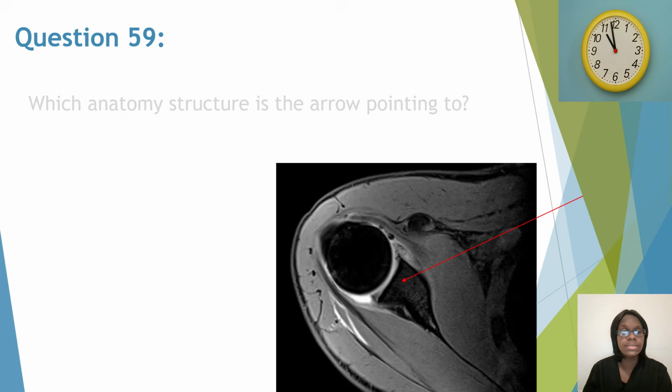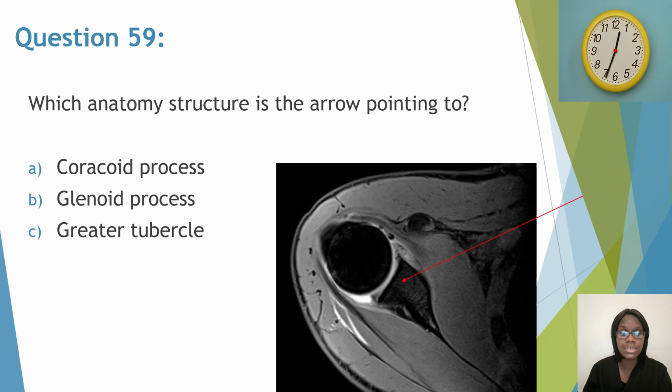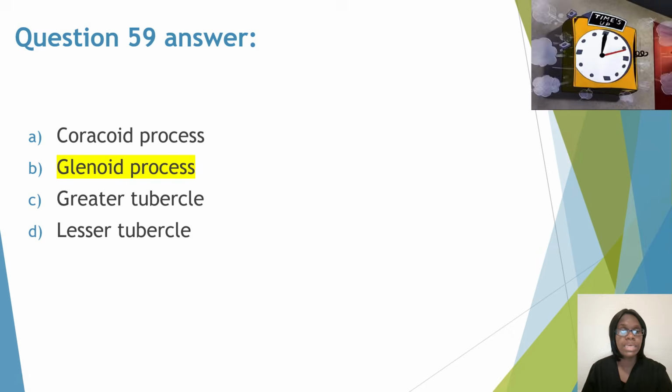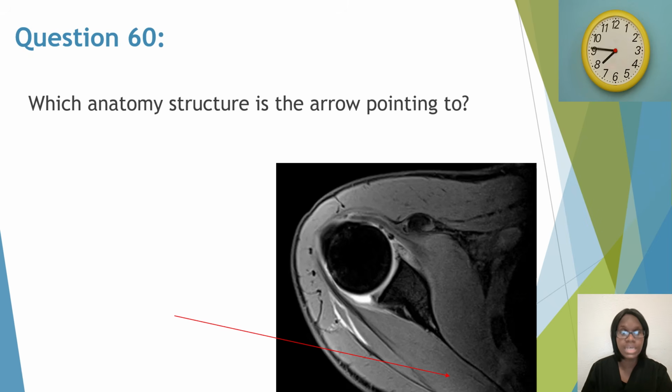Question 59. Which anatomy structure is the arrow pointing to? A. Coracoid process. B. Glenoid process. C. Greater tubercle. D. Lesser tubercle. All right, the correct answer is B, glenoid process.